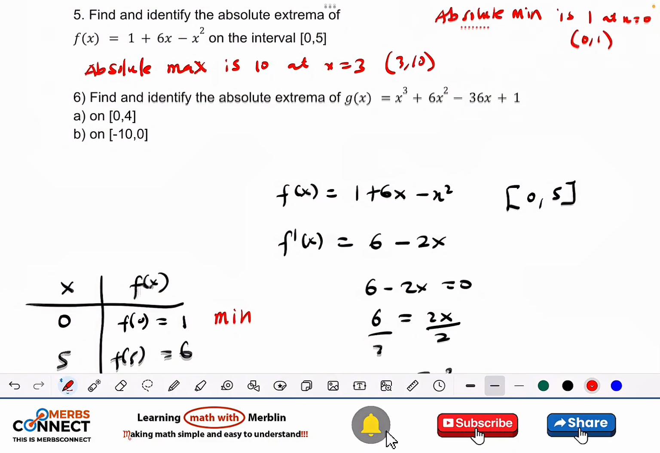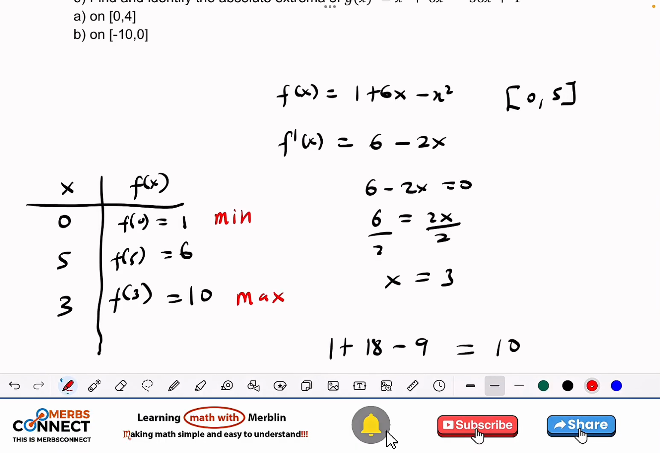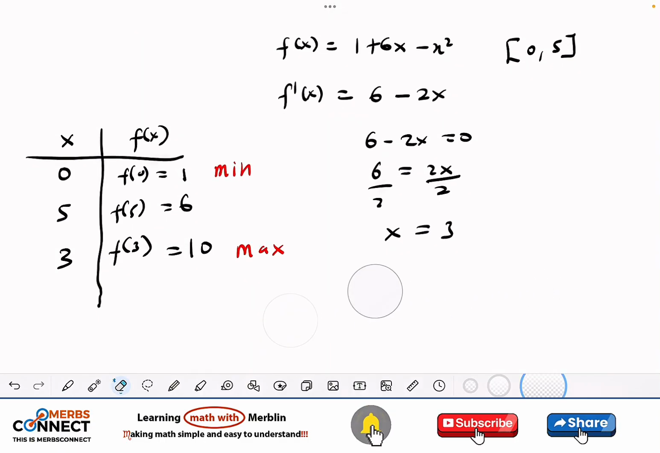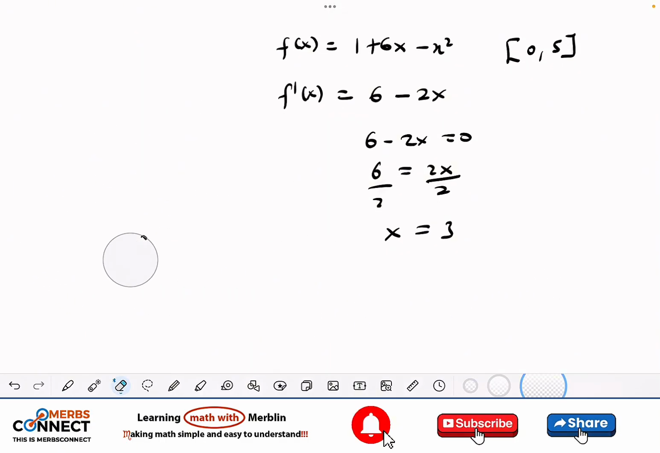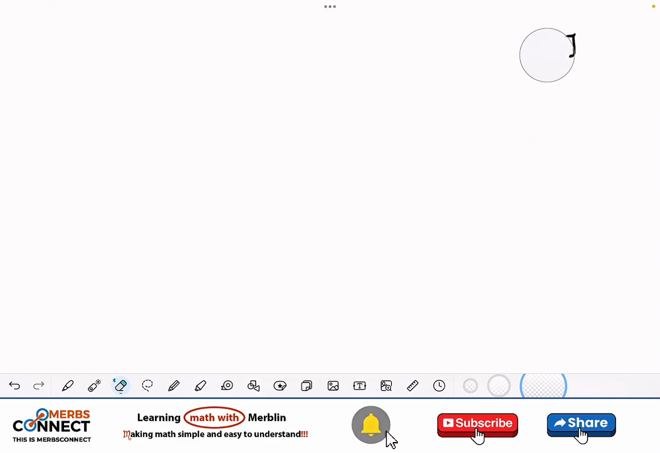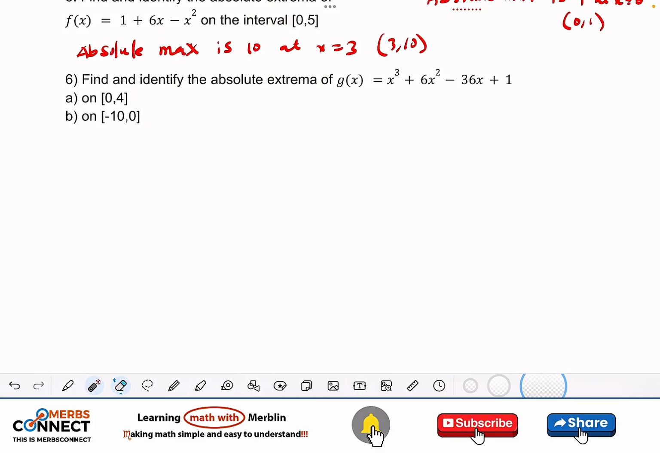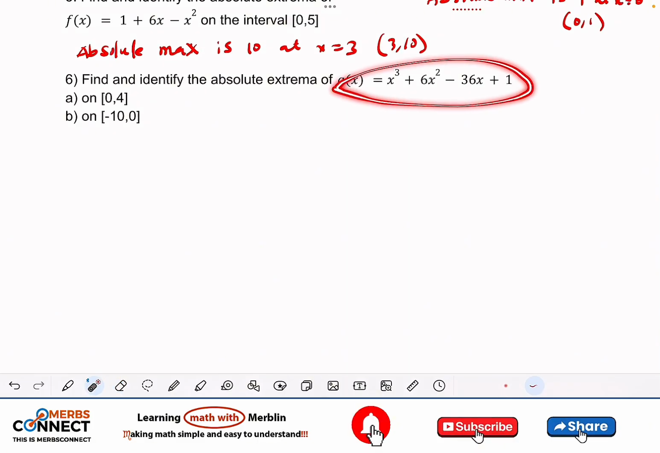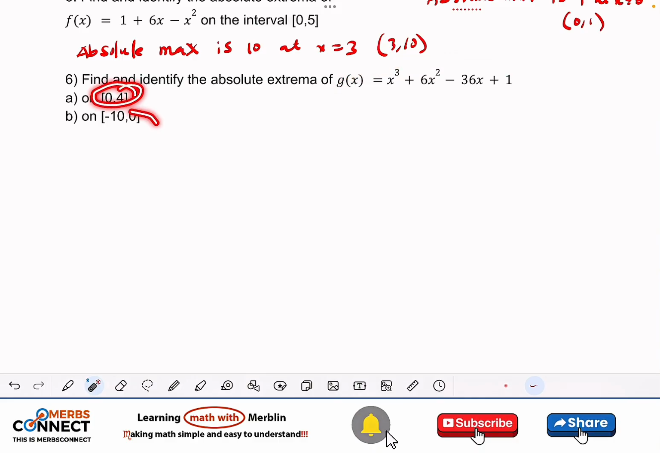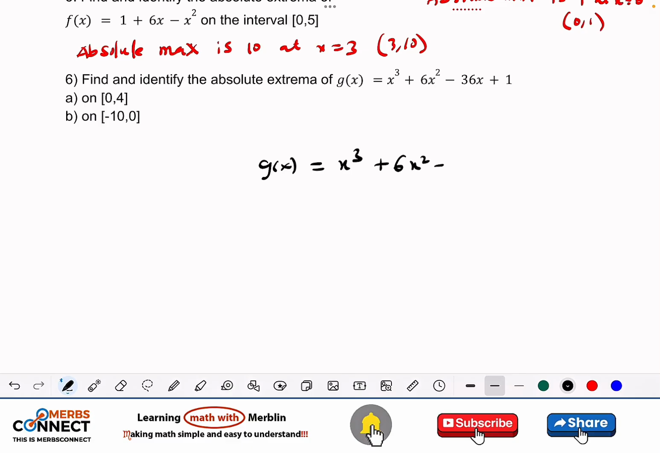The first one was not hard for us to go through the idea of the critical point, right? Now let's look at 6. We have the same question, but we can do it in the domain of this and in the domain of this. So let me pick the a first. As I said, I pick my g of x is equal to x to the power 3 plus 6x squared minus 36x plus 1.